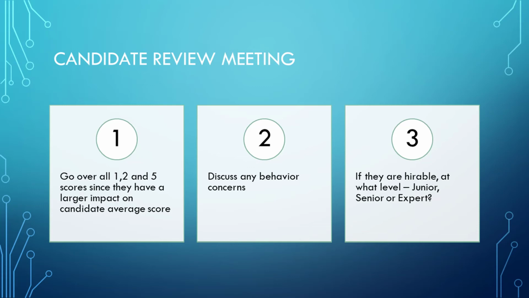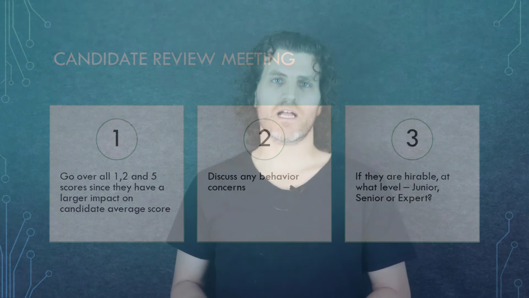Someone could be brilliant, but it is clear that they are not going to be a good fit based on their behavior. You'll know what I'm talking about when it happens. These things are very clear. Third, is this person going to be able to perform the job we're hiring them for? And if they can, at what level? Are they a junior, a senior, or an expert? This is going to be very important when comparing candidates for possible salaries.